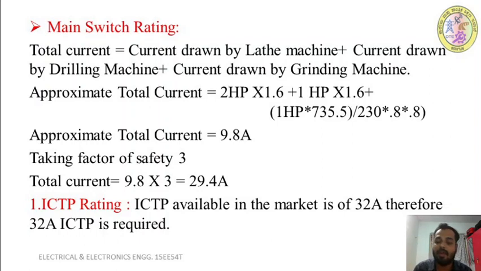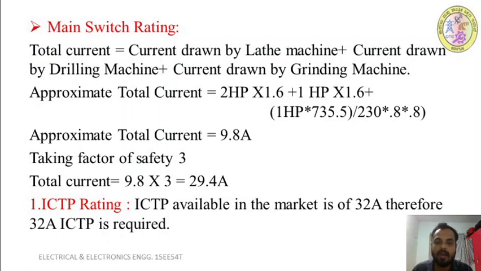Okay, first we have to calculate what are the equipments which we are placing in the AC mains or the main board of the workshop, and what are the ratings of those equipments or materials. The first material is the main switch rating. So we have to calculate the main switch rating, and you have to select the available main switch. So for the calculation of main switch rating, what is required? The total current of the workshop.